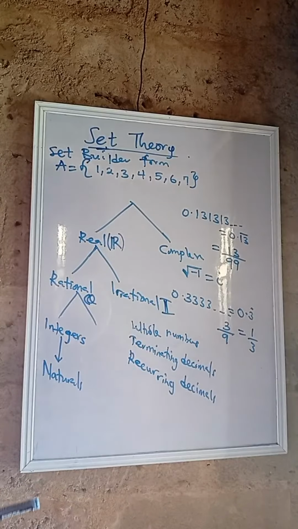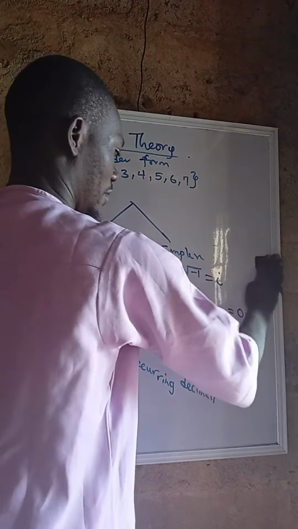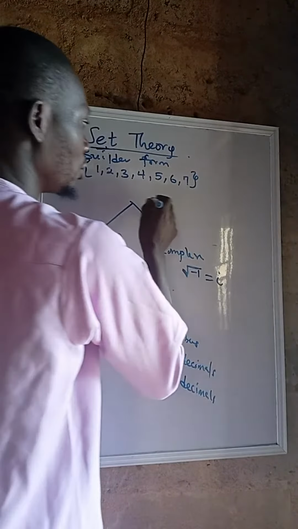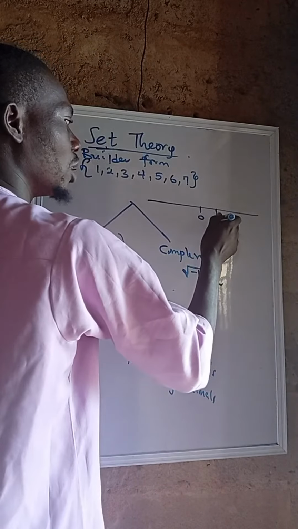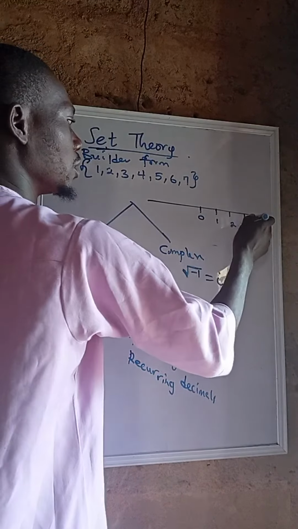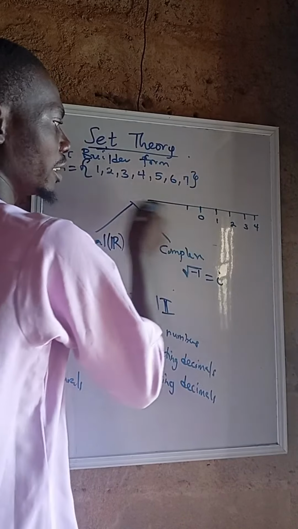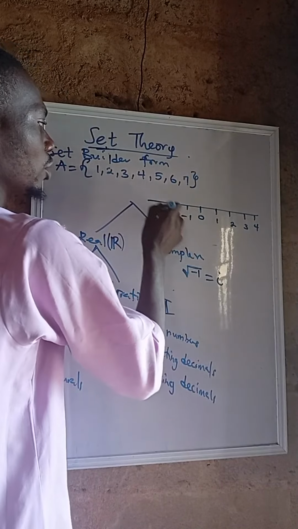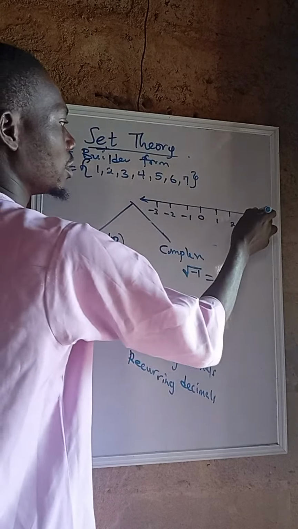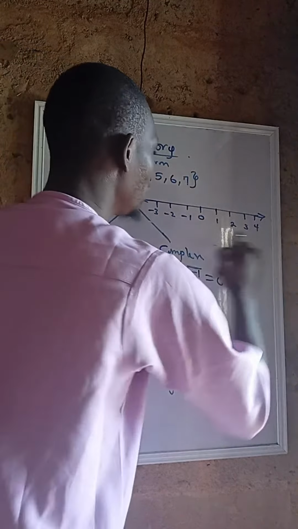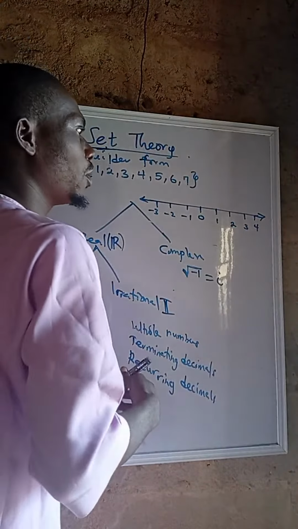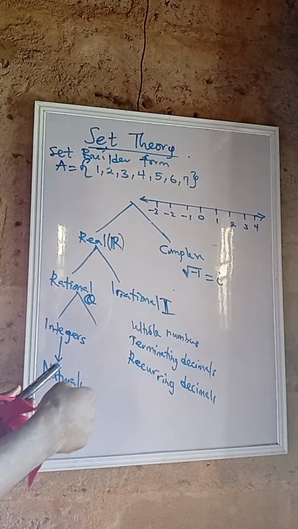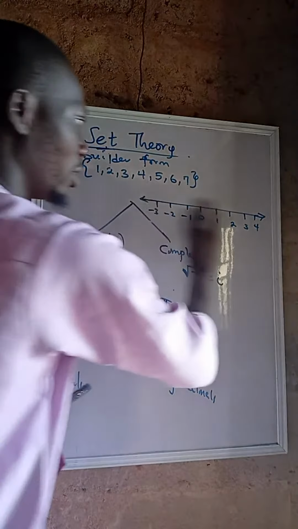Integers are positive and negative whole numbers. On your number line, I believe you would have come across that. You have something like this: you have your 0, you have 1, 2, 3, 4. On the negative part, you have -1, -2, -3, and it continues that way. So all these whole numbers, either positive or negative, are integers.